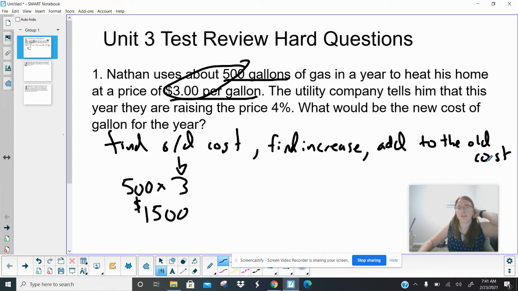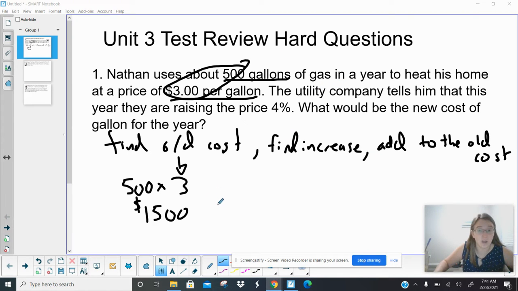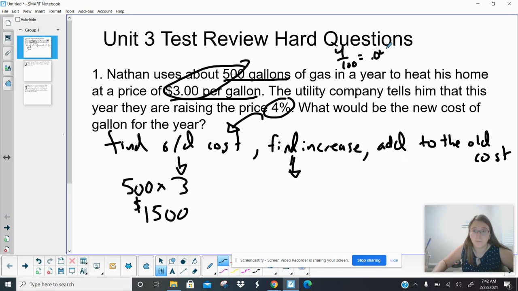The utility company tells them that this year they're raising the price 4%. So what they mean is 4% of the old cost. Anytime we have a percent increase, in any situation, not just money, it's talking about a percentage of the old cost. So the increase here is 4% of 1,500. Well, 4 divided by 100 is 0.04. Of means to multiply, so the increase is 0.04 times 1,500. So this is the increase, which is 60.